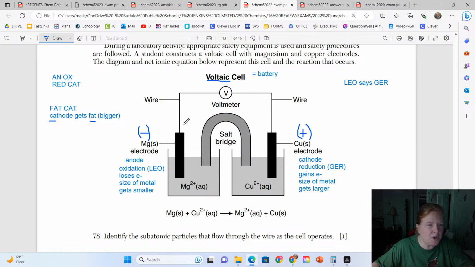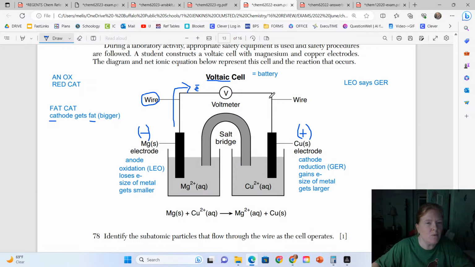So electrons flow through the wire from anode to cathode. So electrons go like this, from anode to cathode. Fat cat, that's it. Well, see, perfect. Now you better remember that one, okay?